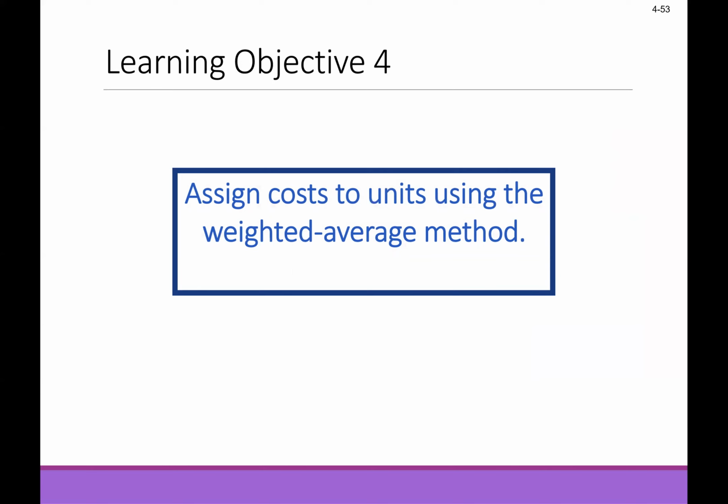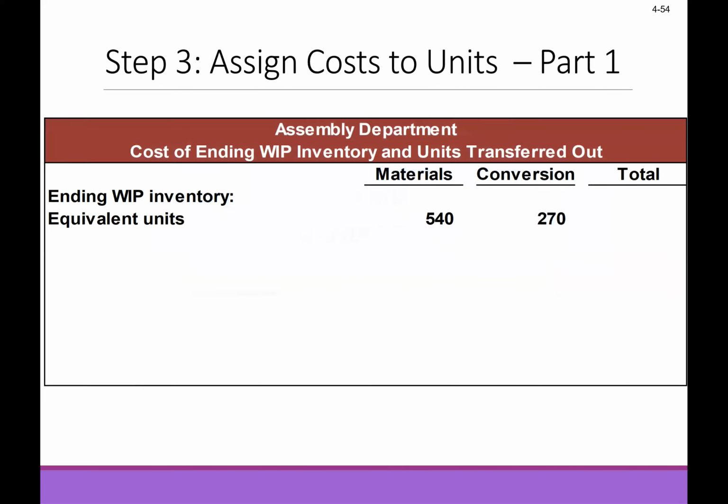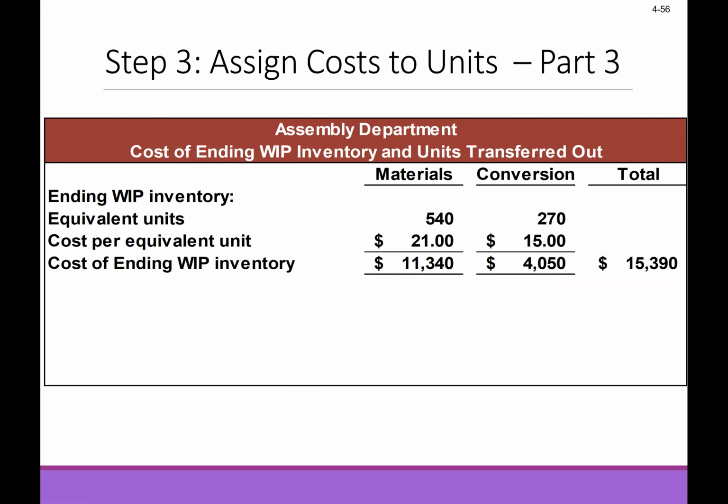Next, we're going to assign cost to the units using this method. So we've got the assembly department. We've got equivalent units, materials of 540, conversion of 270. And we've got our cost per equivalent unit, and then our cost in dollar form. So we've got 540 units of materials at 21 bucks. We've got 270 equivalent units at 15 bucks to give us a total of $15,390.